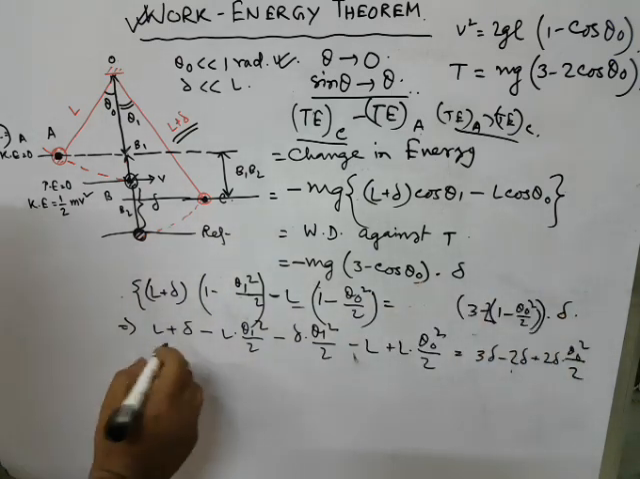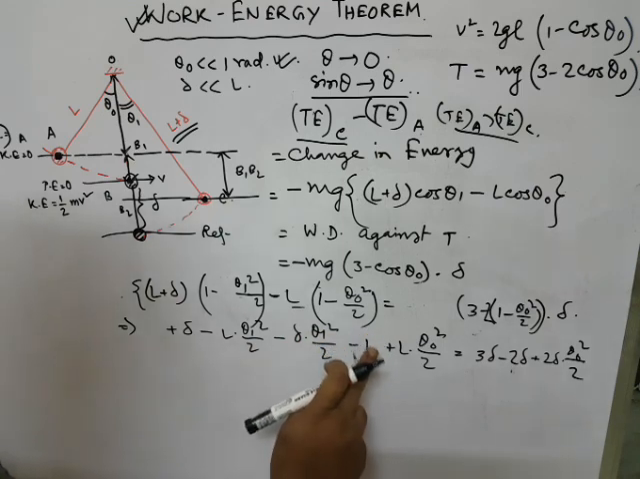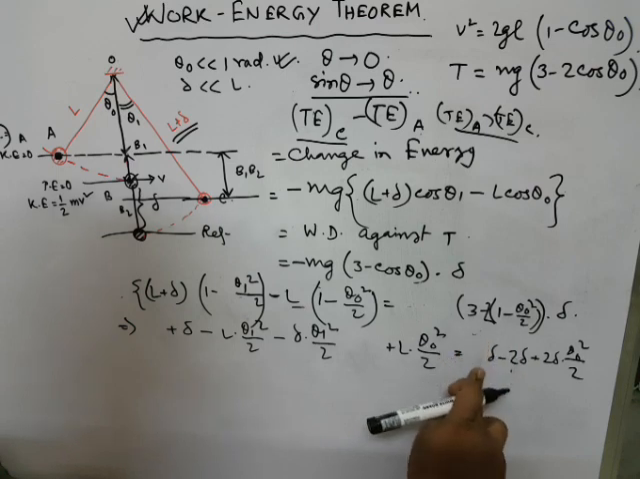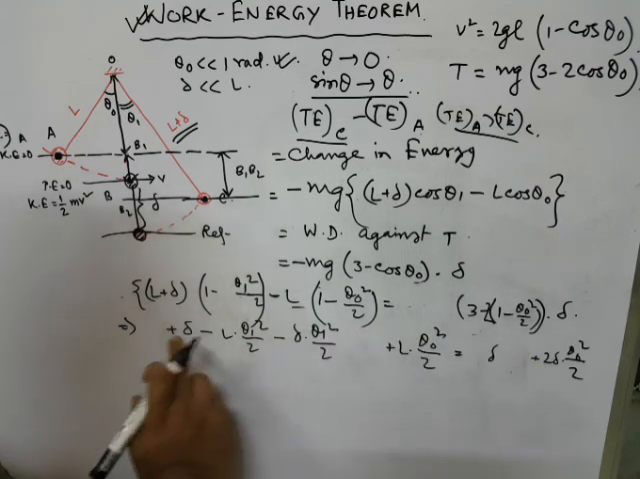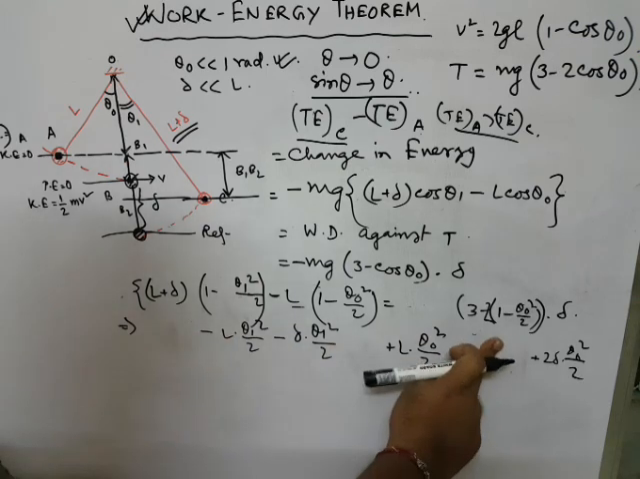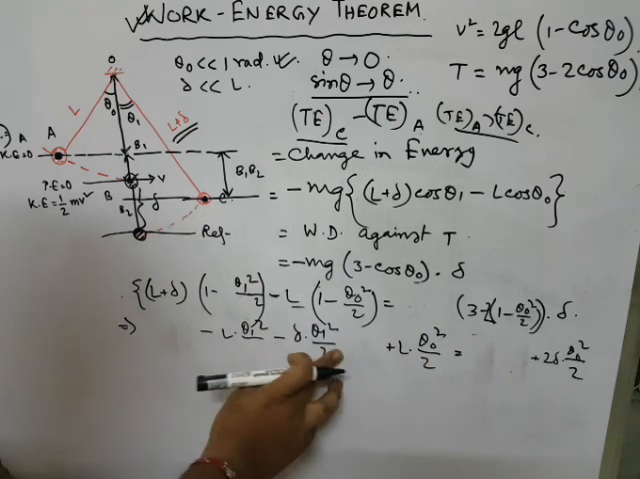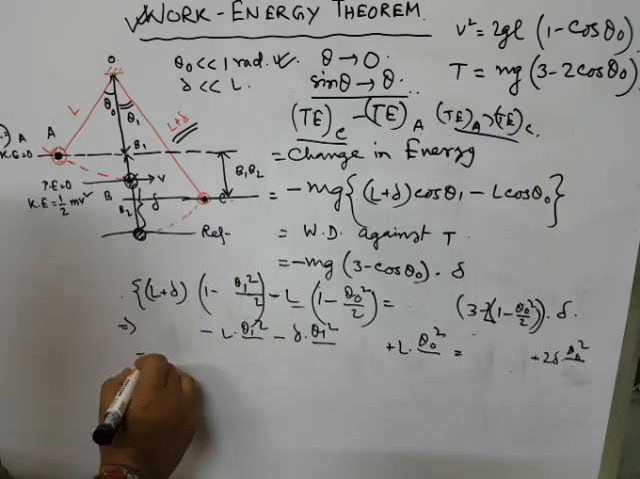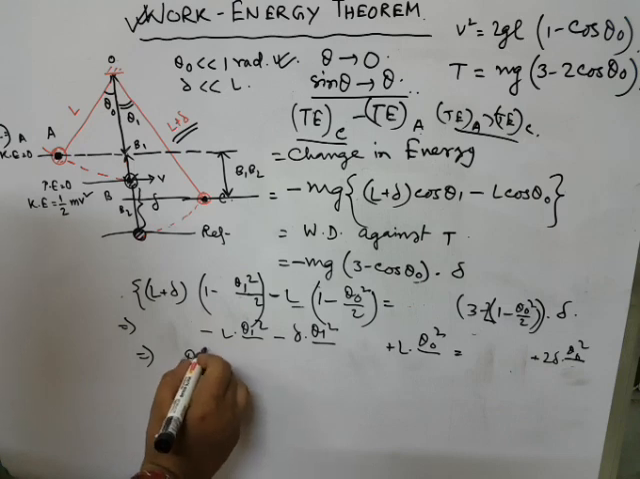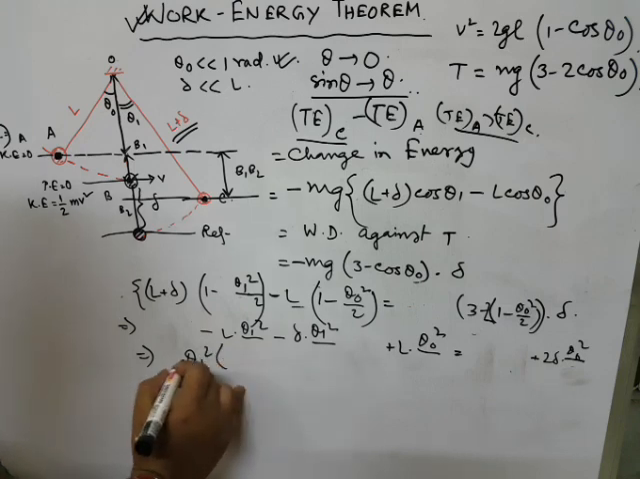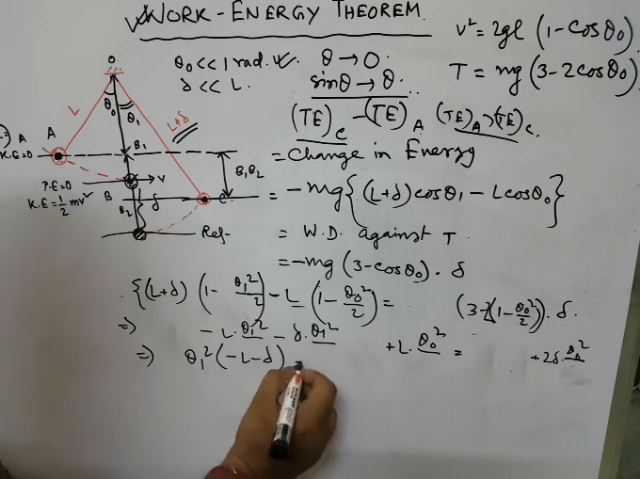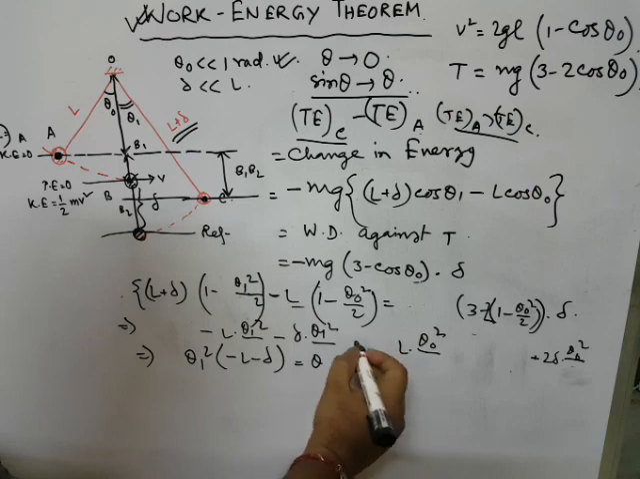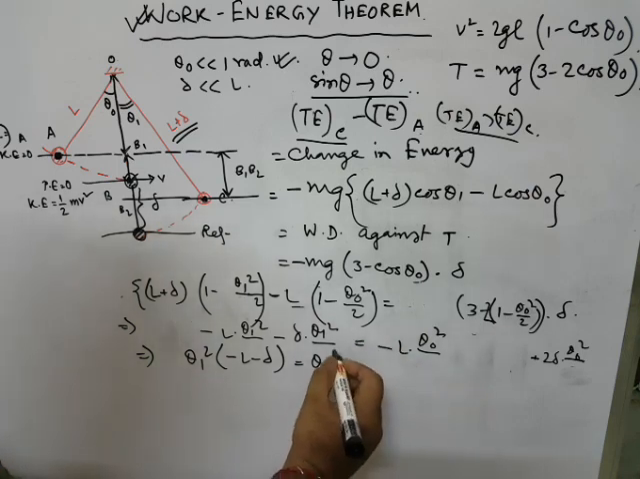Okay. So we'll get L and minus L will cancel out. This 3δ and 2δ will give you only δ, and this δ and the left side δ will cancel out each other. And this 2 we can also cancel out from both sides. So we are getting θ1² minus L minus δ equals, let's move θ0² that side, so we will get negative, minus, so θ0².